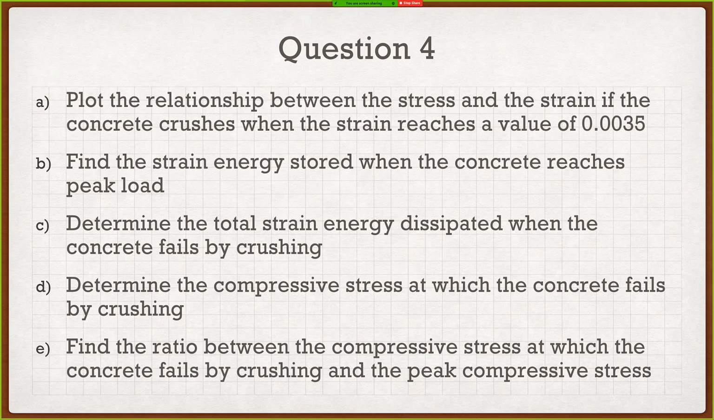Now, part B and part C is where things get a little bit different. Part B says find the strain energy stored when the concrete reaches peak load. And part C says determine the total strain energy dissipated when the concrete fails by crushing. The questions sound very similar since we're dealing with strain energy, but there is a difference in the wording: part B says strain energy stored and part C says strain energy dissipated.